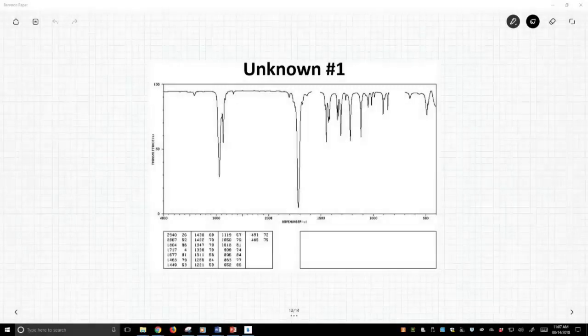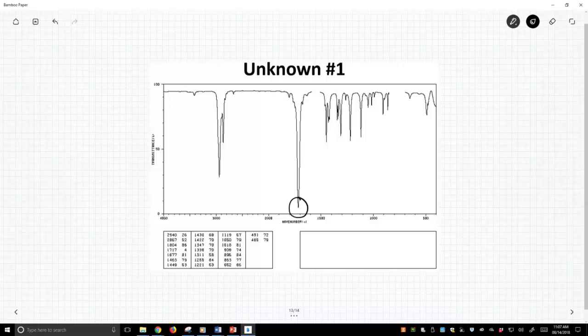Okay, let's quickly look at two unknowns. Here's an IR spectrum for a compound. The one thing that jumps out immediately is this big peak. Now, where is this big peak?